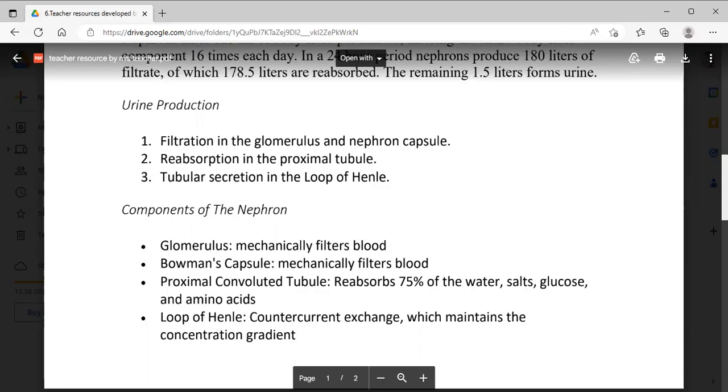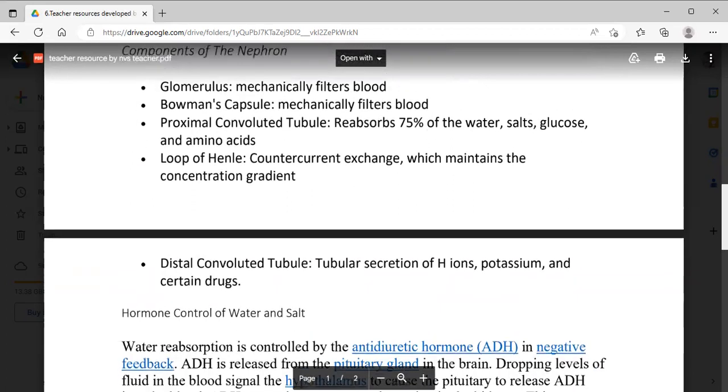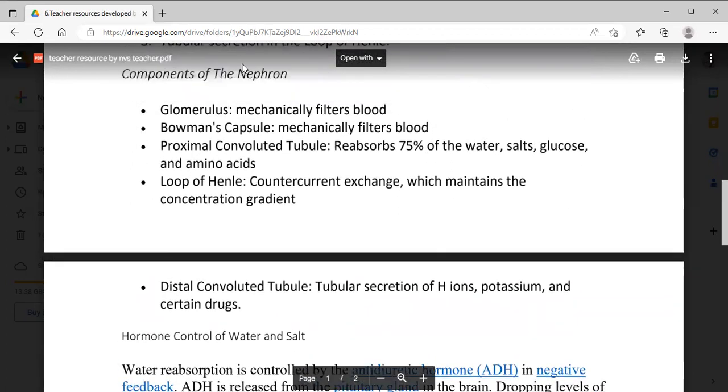Components of nephron. Nephron के क्या components हैं? Glomerulus mechanically filters blood. Glomerulus पहला component है जो कि mechanically blood को filter कर रहा है. Bowman capsule mechanically filter कर रहा है blood को. Proximal convoluted tubule approximately 75% water, salt और glucose को, amino acids को reabsorb कर रहा है.